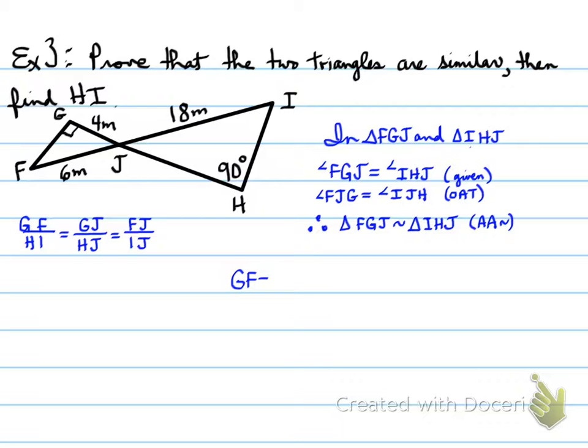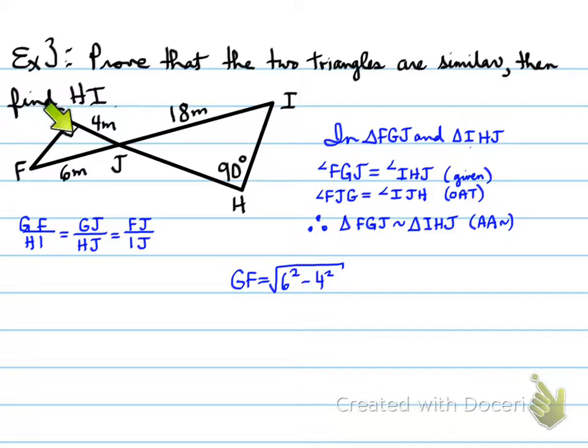So what do we do now? Fill in the information. GF, we don't know. We don't know GF. We need HI, but we need GF. How would we find the value of GF? Hopefully you're thinking, that's right, Pythagorean theorem. GF will equal 6, the hypotenuse squared minus 4 squared.